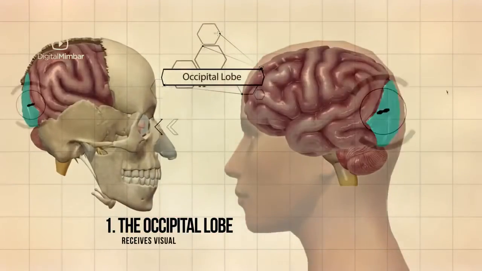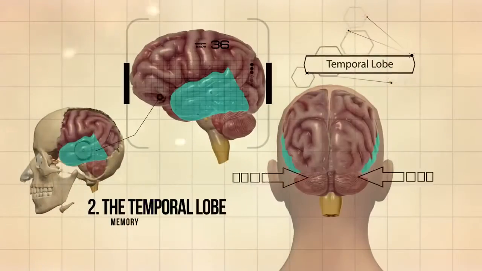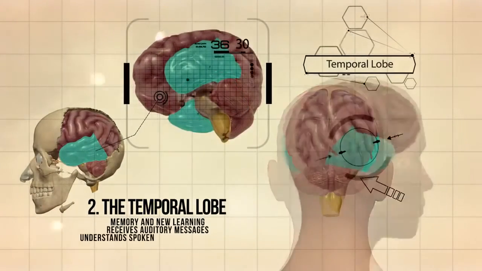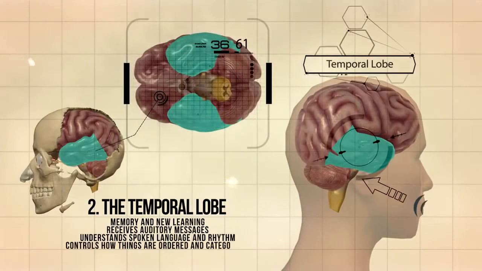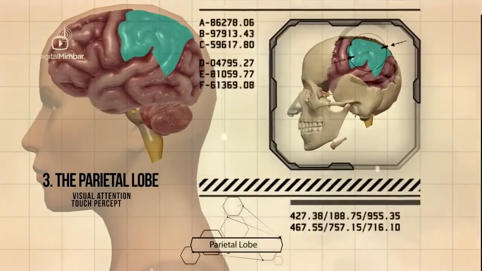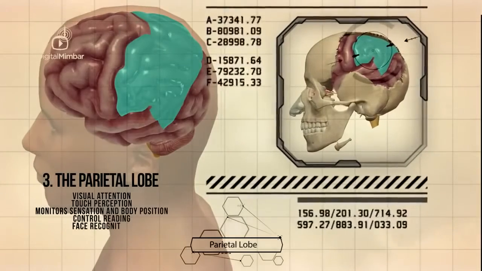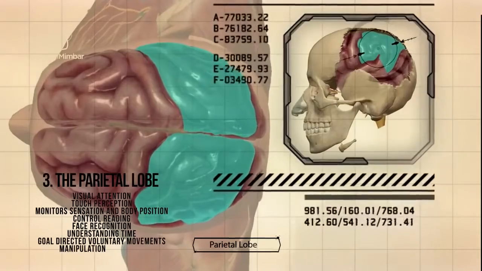The occipital lobe receives visual information, interprets colour, shape and distance. The temporal lobe is responsible for memory and new learning, receives auditory messages, understands spoken language and rhythm, controls how things are ordered and categorized, and some visual perception. The parietal lobe is responsible for visual attention, touch perception, monitors sensation and body position, controls reading, face recognition, understanding time, goal-directed voluntary movements and manipulation of objects.